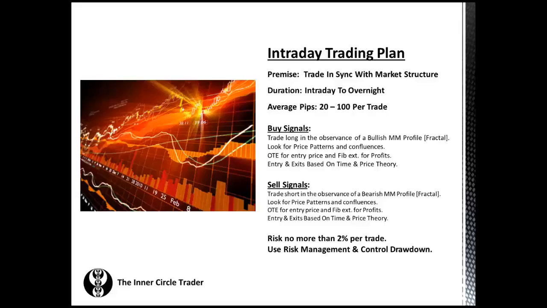We're going to be trying to trade in the observance of a bearish market maker profile or fractal. We're going to look for price patterns and confluences around resistance levels, and we're utilizing the optimal trade entry for entry price and using fib extensions for profits. And our entry and exits are based on time and price theory as well. We're risking no more than 2% maximum per trade, and we're going to be utilizing risk management and control procedures as we discussed in the how to handle losses trading module.